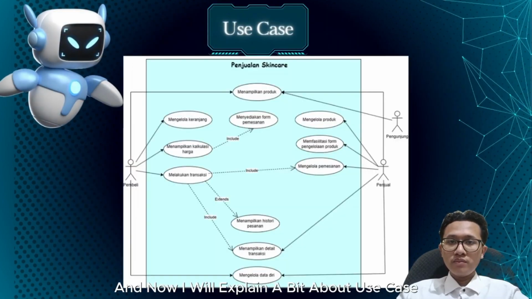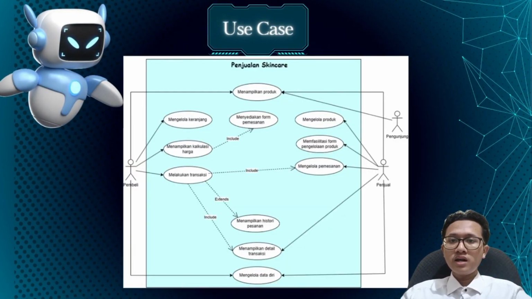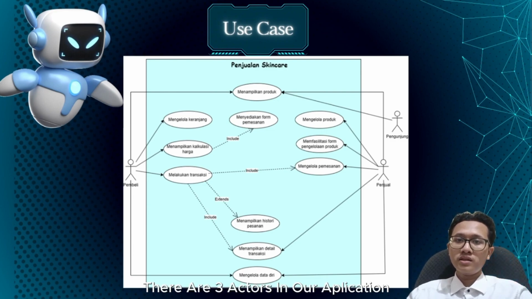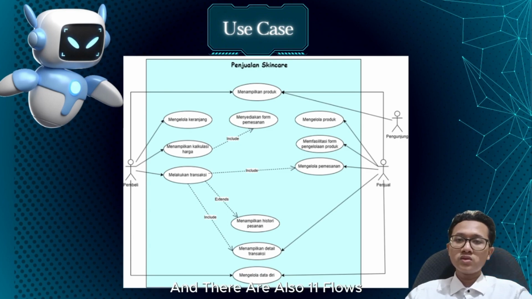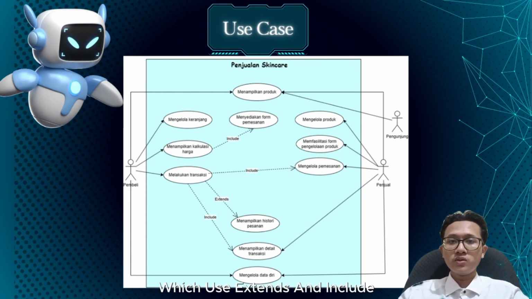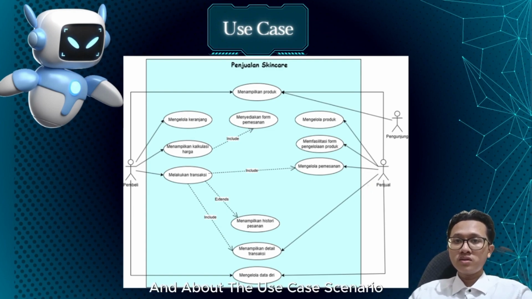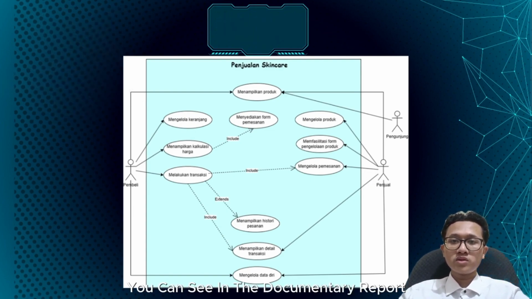And now I will explain a bit about use case. There are three actors in our application. They are seller, buyer, and visitor. And there are also 11 flows which use extends and include, as you can see in this slide. And about the use case scenario, you can see it in the document report.